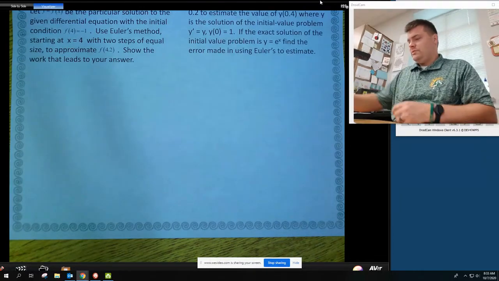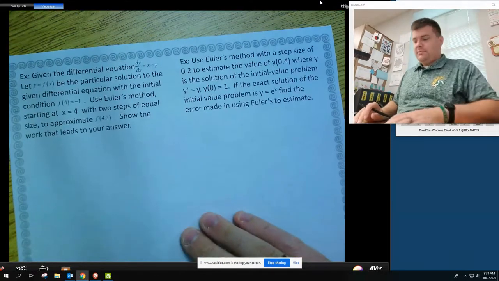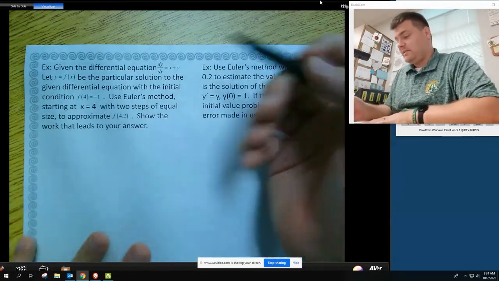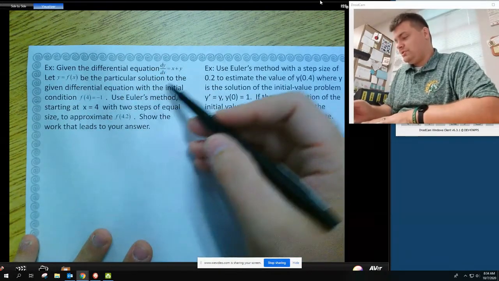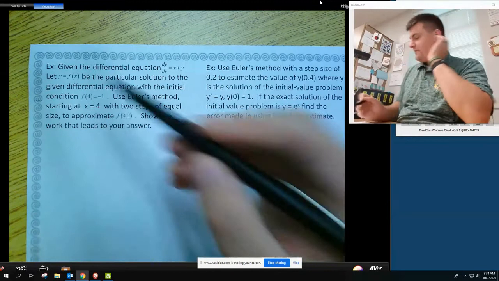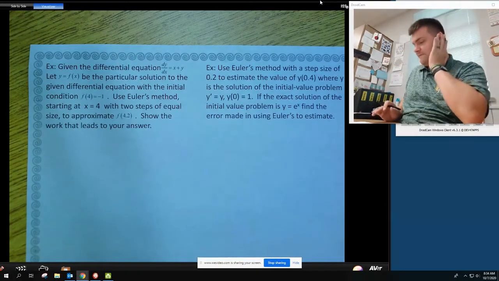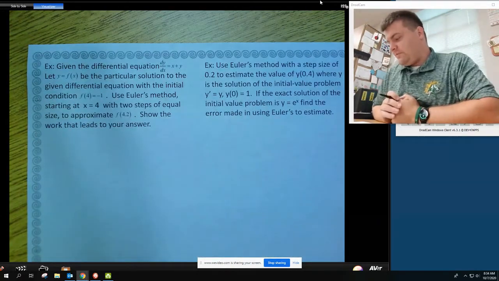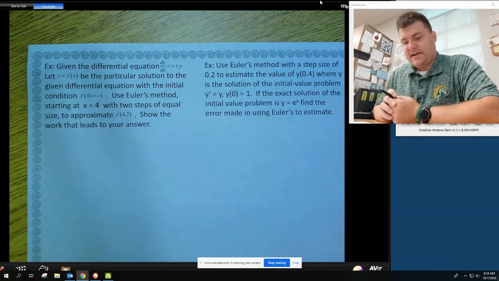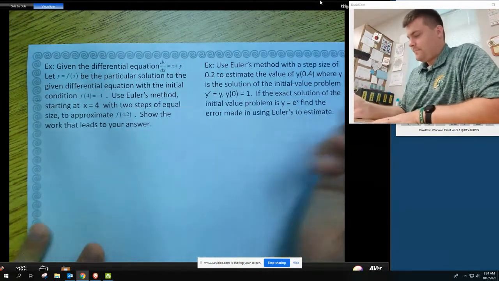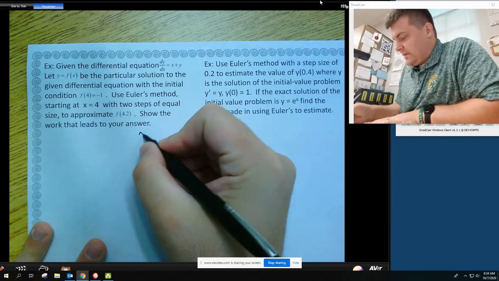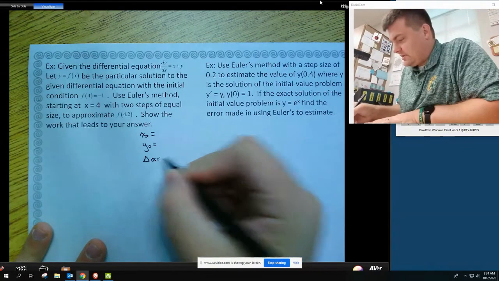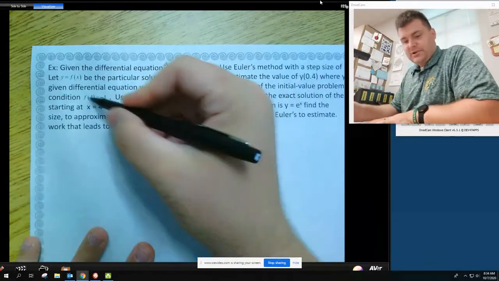Okay, let's go ahead and do some Euler's method problems. Given the differential equation, this already tells us our slope, which is nice. I don't have to find anything. Let y equals f of x be the particular solution to the differential equation with the initial condition f of 4 equals -1. Use Euler's method starting at 4 with 2 steps to approximate f of 4.2. We need to find our initial x, our initial y, and our change in x. It all comes from our initial condition.